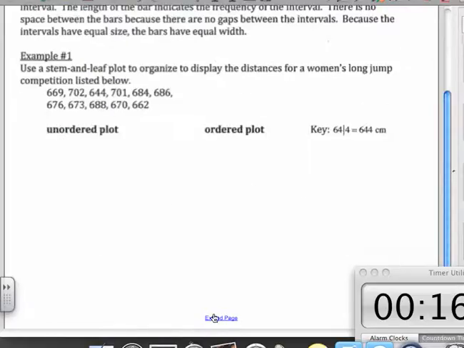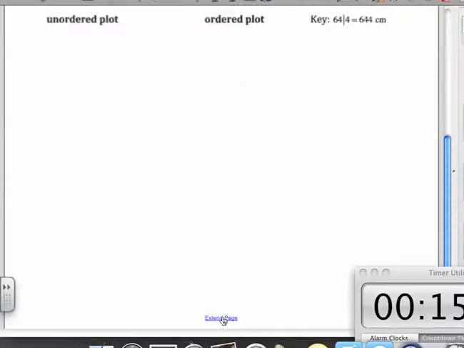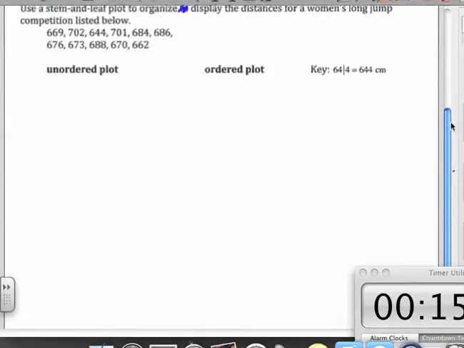But let's look at this stem and leaf plot. Example 1 says, use a stem and leaf plot to organize and display the distances for a women's long jump competition listed below. Those are centimeters, I think, how far they jump in centimeters. So, we've got two things. We've got an unordered plot and an ordered plot. And let me show you what they look like.